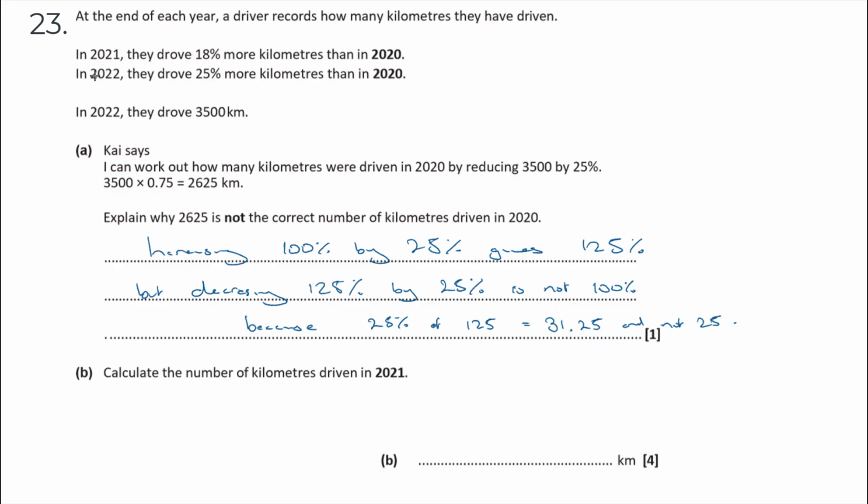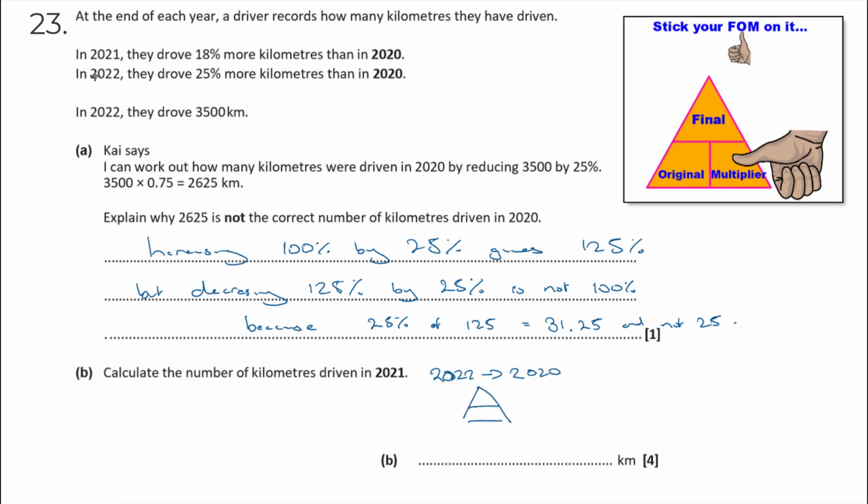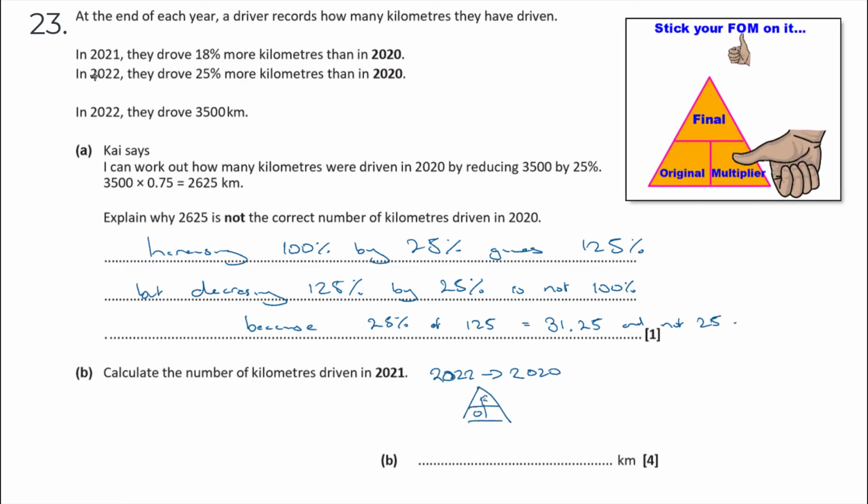So then part B says calculate the number of kilometers driven in 2021. I am going to have to go back to 2020 using the data I've got from the 2022 figure. So I'm going to find 2020 first by going back from 2022, and then go forward from 2020 to 2021. So 2022 to 2020, final original multiplier for this using my triangle FOM.